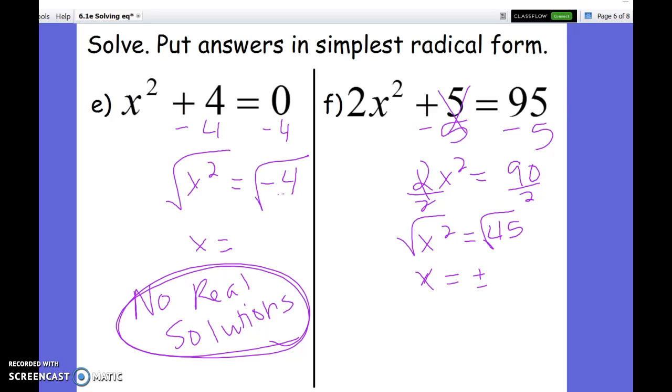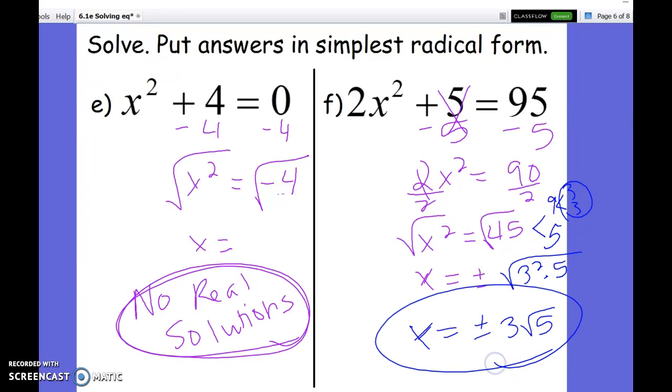That's not a perfect square, but we actually can simplify that. Since we can simplify it, we have to simplify 45 down into 9 times 5. And 9 we could break into a group of 3. So we actually have the square root of 3 squared times 5. Well, we simplify that just like we have been all unit. So we'll get x equals plus or minus 3 times the square root of 5 as our final answer. You always have to double check under your square root to see if you can simplify it. If you can, then you have to.